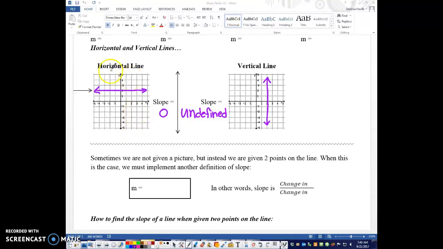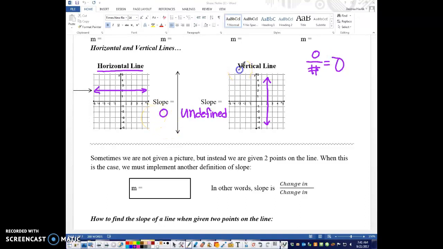So first let's look at the horizontal line. How much is it rising right here? 0, right? But how much is it running? Forever. Back and forth forever. So any number you want, you can put here. Put 0 in your calculator, divided by any number you want. 0. So that is why the slope of a horizontal line is always 0.